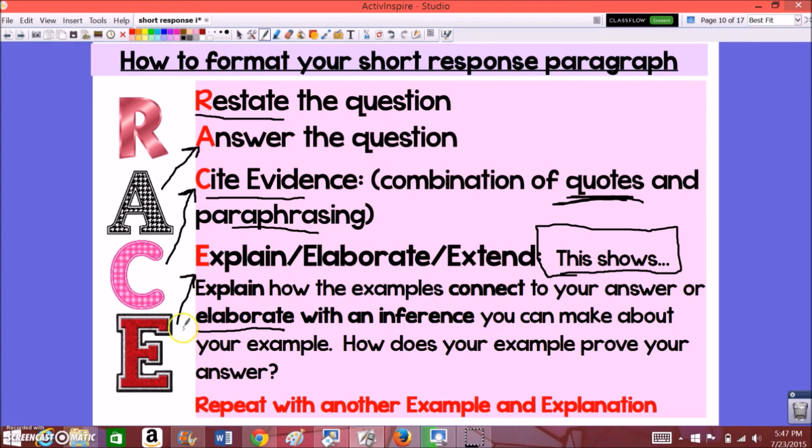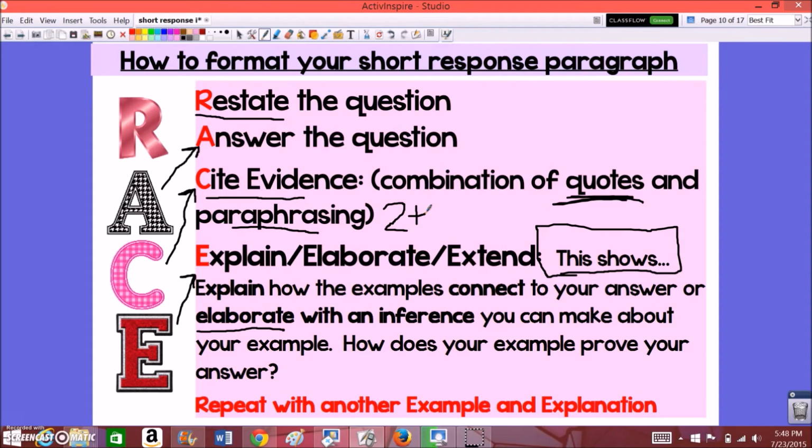Now, the C and the E part of your response can be done in one of two ways. Sometimes it's okay to just give your 2 pieces of evidence, and that's another key you always want to think about. A short response has to have at least 2 pieces of evidence. So sometimes you might give evidence 1 and evidence 2 in 2 sequential sentences.